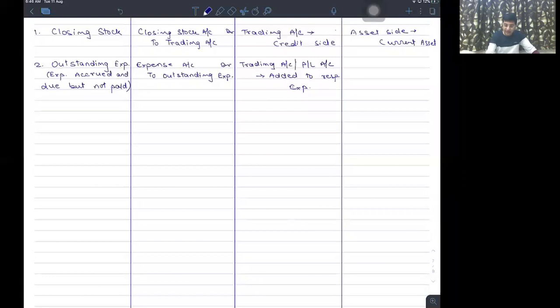And in the balance sheet, it will appear on the liabilities side under the current liabilities. Am I clear for everyone? So this is how it will be appearing in your final accounts, the outstanding expense.